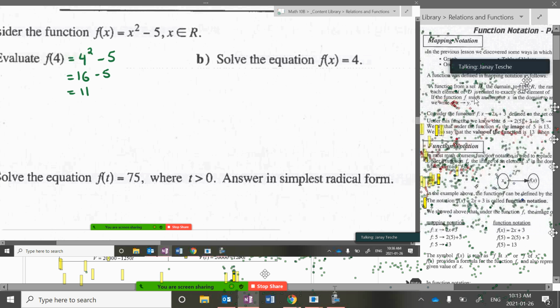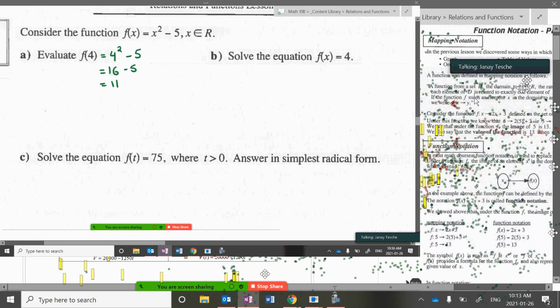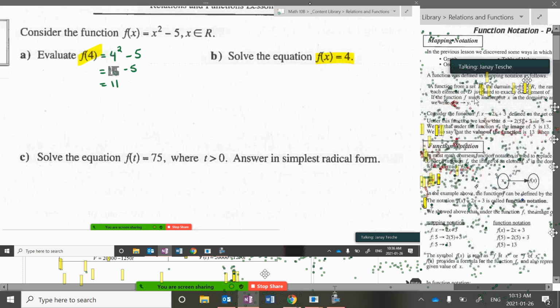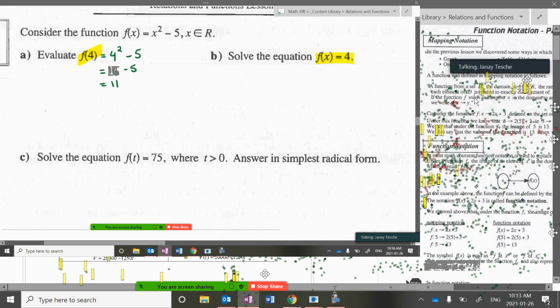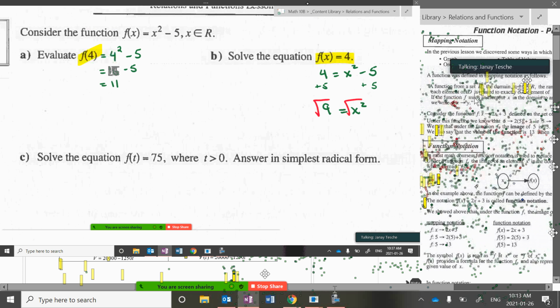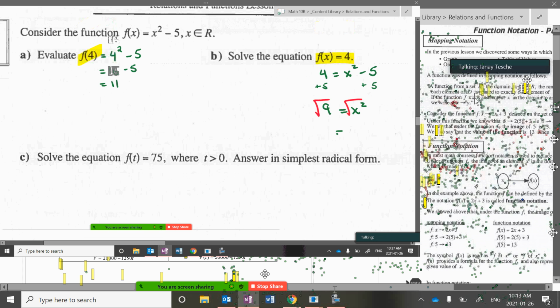Versus B, solve the equation of f of x equals 4. So notice that ever slight difference here. F of 4 was in brackets. Now it's equal to 4. So what that means is my final answer is 4. What is x? So then I'm going to write 4 equals x squared minus 5. Add 5 to both sides. So the 9 is equal to x squared. How do I figure out what just x is? Good. What is the square root of 9? But it's also what else? Good. Positive and negative 3.